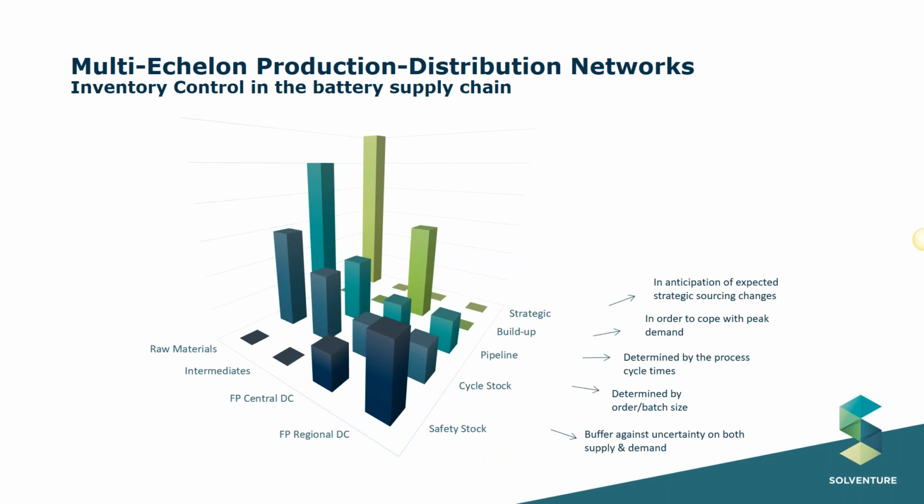I have steps in a supply chain. I have inventory of raw materials. I may have intermediates. I have finished products at a central location, which could be the plant DC. And I could have finished products in regional DCs. I also have different types of inventory. In each of these layers or echelons, I might have safety stock. I might have some pipeline stock, or I might have build-up or strategic stock. In multi-echelon inventory management, we ask, if these are the different levels of my inventory, then how do I optimize this?